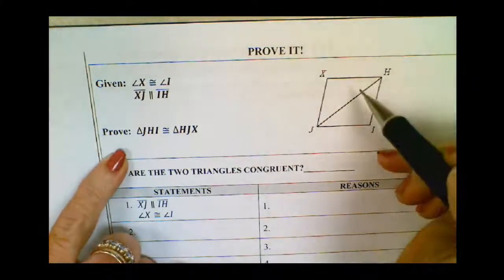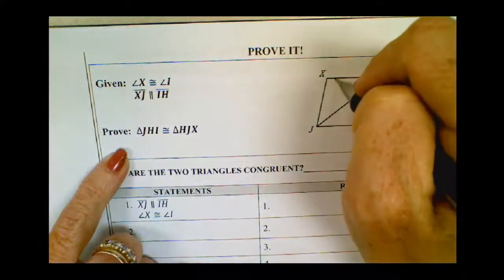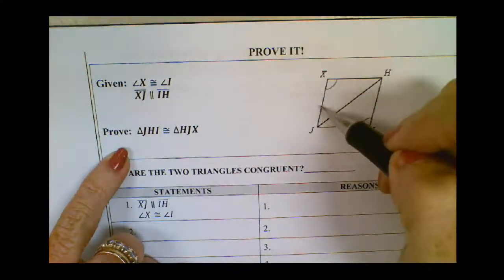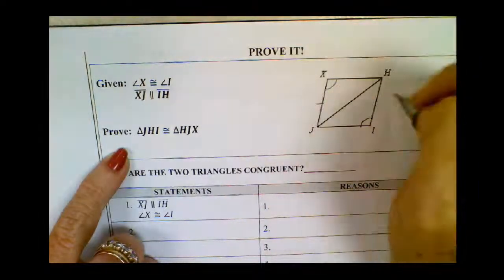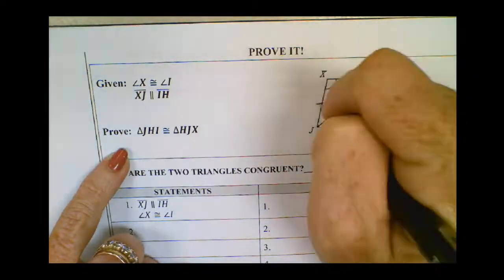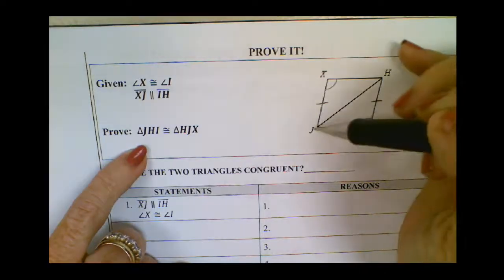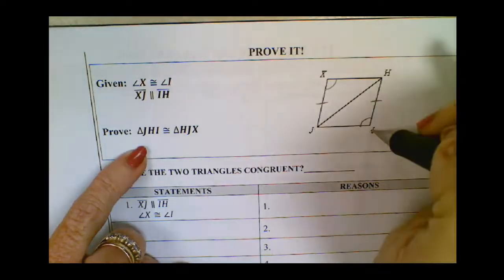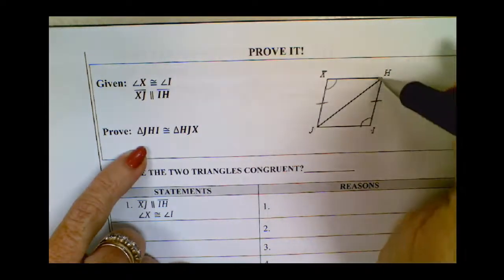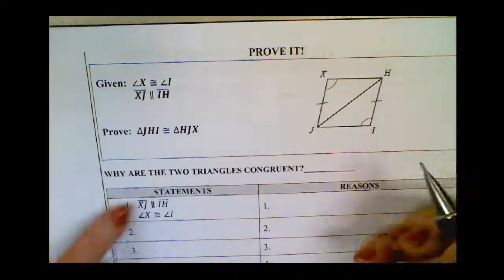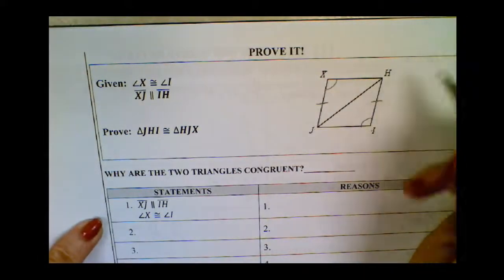So given that X is congruent to I, so let's mark those, and XJ is congruent to IH, prove that JHI is congruent to HJX. So we're proving that this triangle is congruent to this triangle. Okay, why are the two triangles congruent?